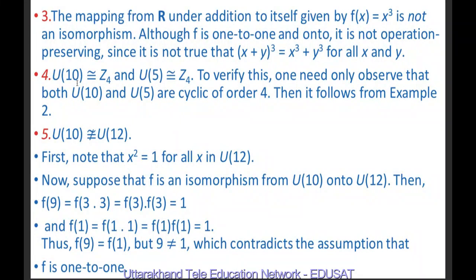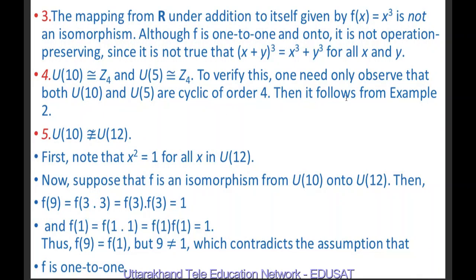Now, if you consider the set U10, U10 means the set of positive integers less than 10 and which are relatively prime to 10. Then this is isomorphic to Z4. U5 is also isomorphic to Z4. U5 means the set of positive integers less than 5 and relatively prime to 5. To verify this, one need only observe that both U10 and U5 are cyclic of order 4.